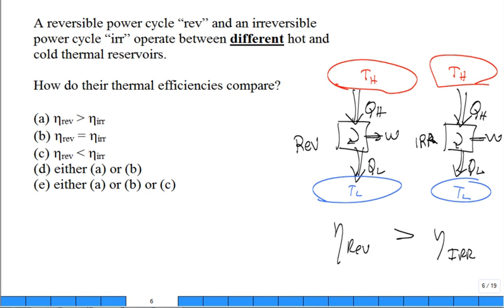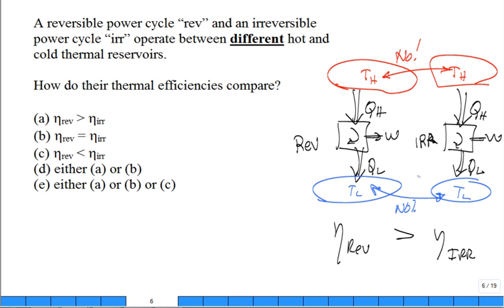Let me ask a clarifying question. Is this temperature the same as that temperature? Yes or no? No. Is this temperature the same as that temperature? Yes or no? No. All right, now I've helped you with the clarifying question. You still have 30 seconds, 27 seconds.